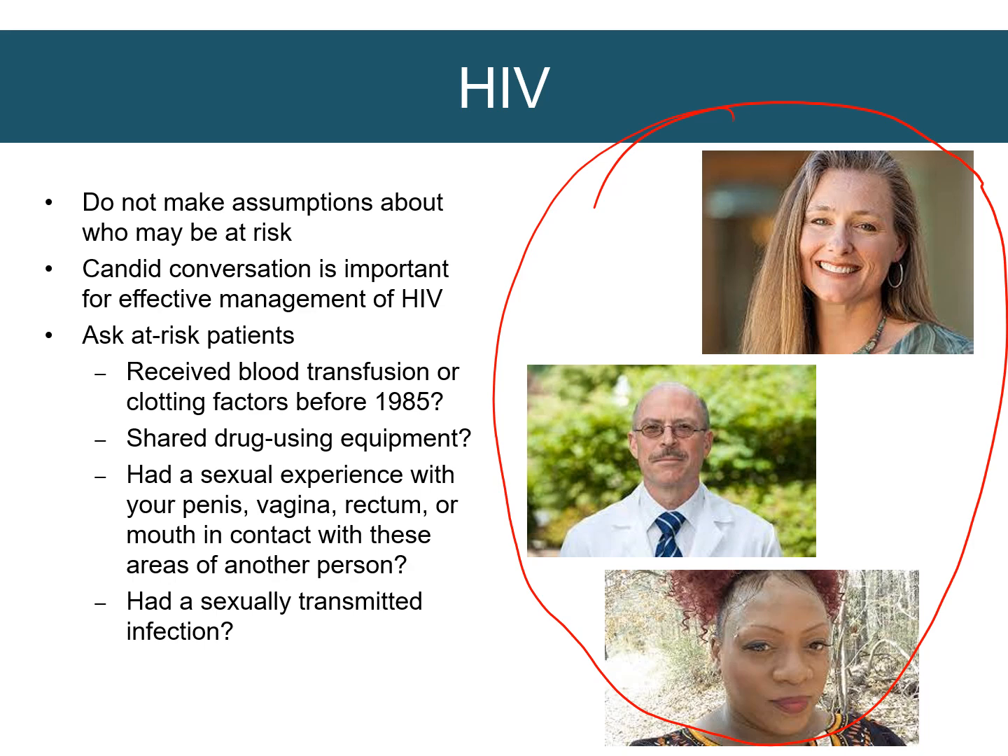What you want to do is get a good history and physical when you talk to these patients. Take a look at their symptoms, ask questions, find out if they are high risk, and then go from there. So some questions are, have you received a blood transfusion before 1985? Do you share needles? Have you had these certain sexual experiences? And do you have a sexually transmitted infection or previously had one? Because that puts you at higher risk for getting HIV. So those are the kind of questions you want to ask. That's how you want to look at the situation.